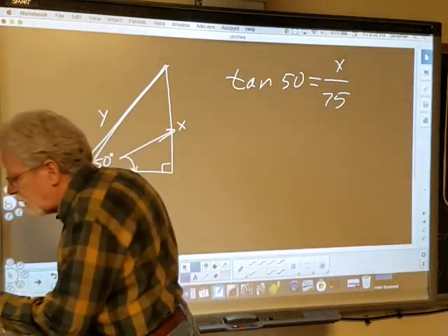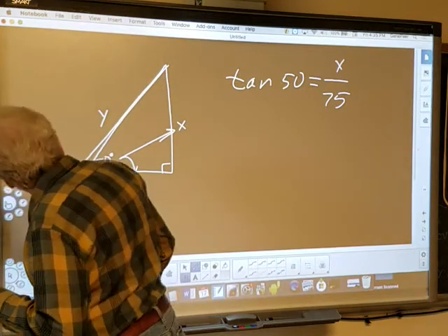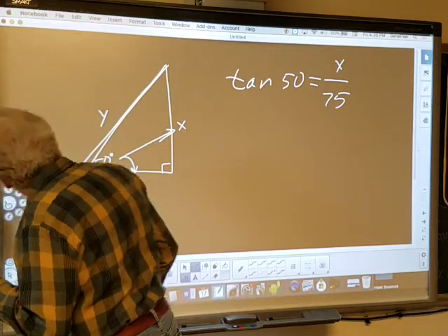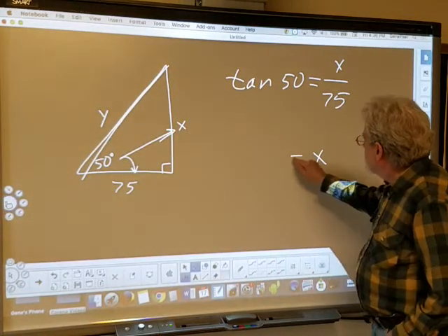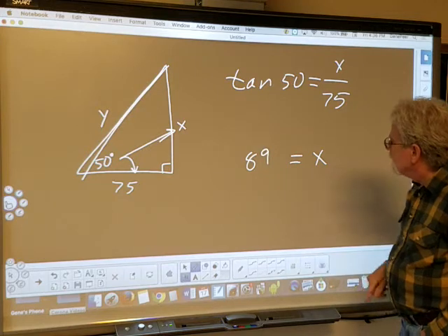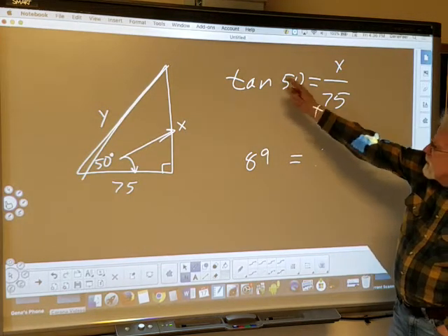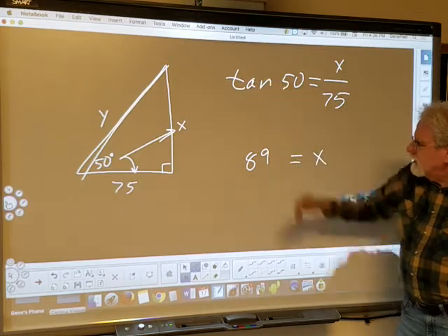You should end up with an answer of, where did I get this example? This was number 3 on page 314. You end up with an answer of 89. X ends up being about 89 to the nearest whole number, the nearest integer, by looking up tangent of 50 and multiplying by 75. It's over.